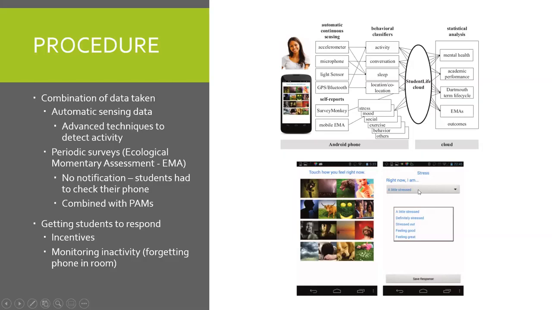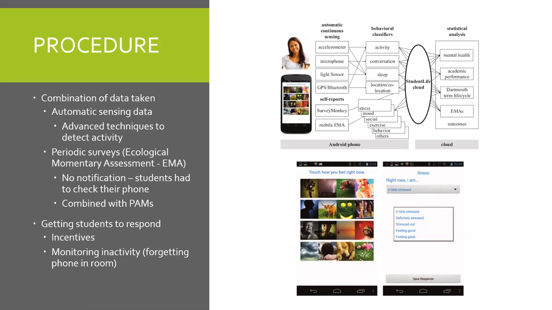And then they could talk about different things. This one's a stress EMA. So they could say they're a little stressed or they're really, really stressed, or they're just doing okay, pretty good. So there were those that were sent out each day. And so they took the combination of these automatic measures and these self-reports, threw them into the cloud, and were able to get some statistical analysis out of them. They did some cool things to get students to respond.